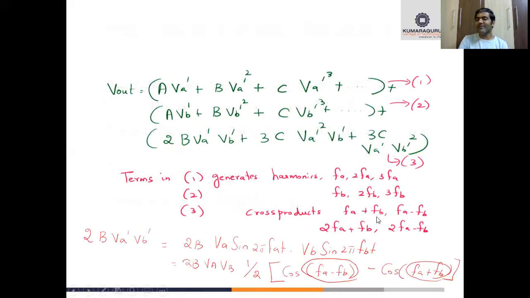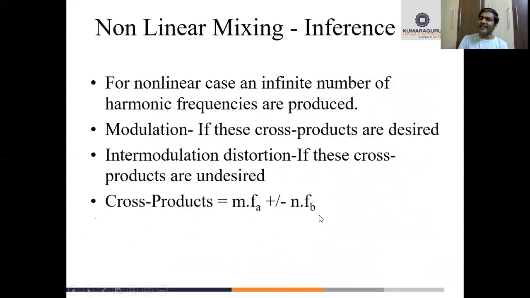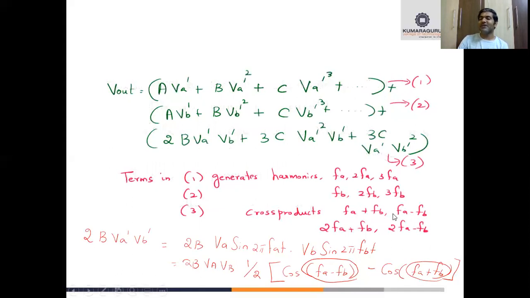If you see the cross product, you have FA plus FB and FA minus FB. Because of this reason, we call the cross product a kind of modulation. So this cross product will lead to modulation. We will study in detail how FA plus FB and FA minus FB appear in the types of AM. There you will get a clear idea how modulation can be related to cross products. Though it is a vague explanation now, in future classes you will get a very clear idea.